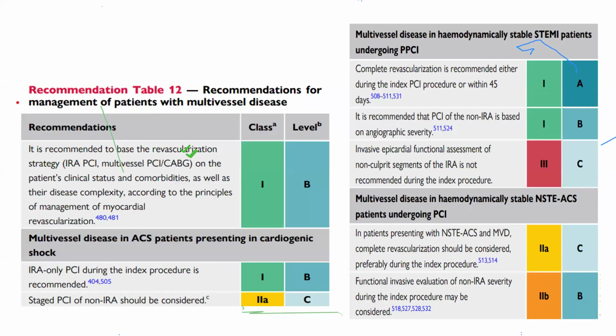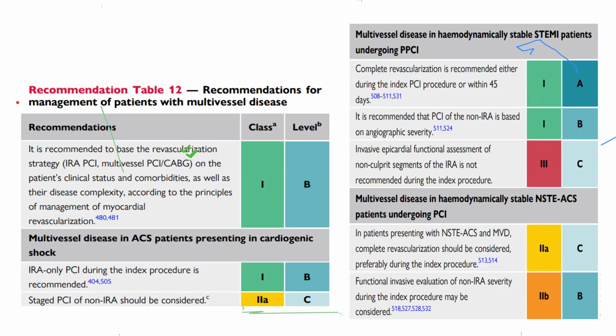Now, with respect to multivessel disease, revascularization strategy in patients should be based on the patient's clinical status and comorbidities, as well as the disease complexity, according to the principles of management of myocardial revascularization. So if you have a patient with multivessel disease with ACS presenting with cardiogenic shock, infarct-related artery-only PCI during the index procedure is recommended. Then staged PCI of the non-infarct-related artery should be considered.